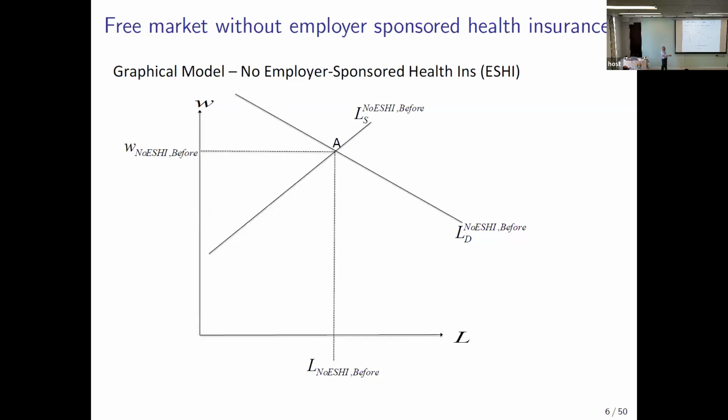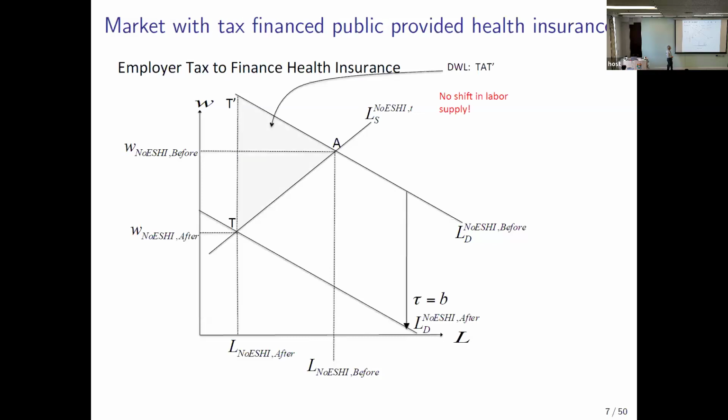Okay, and this is the quantity of labor, the equilibrium level of labor demand or labor supply in the free market equilibrium. Now, what happens if the government were to introduce a public provision paid for by an employer tax? Okay, so what does that mean, right? So now the labor supply curve will not be affected.